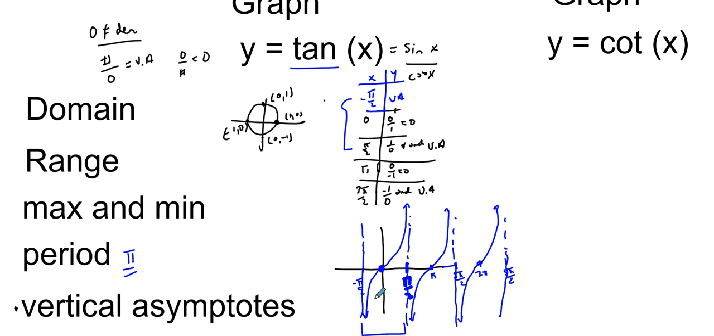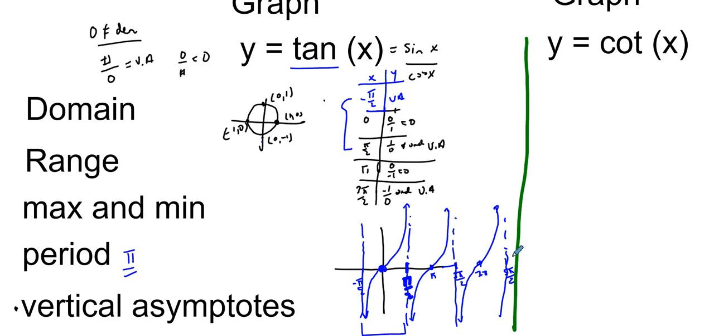Okay, yeah, and that's tangent. So tangent has 0, 0, and then it goes in kind of like a cubic function way, but it has asymptotes on each side, so it's not like a polynomial. Now cotangent is very, very similar.